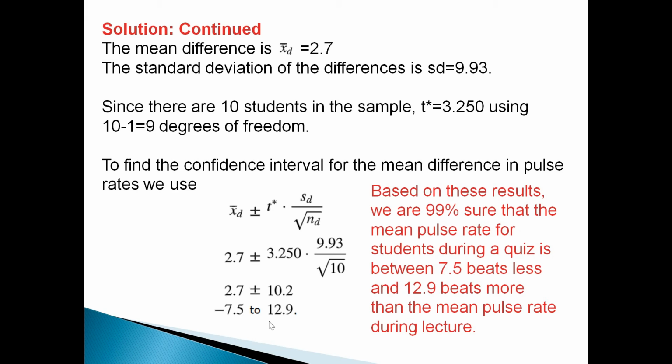during a lecture. Now, since I have values that are between negative and positive, then what I can interpret out of this is that each student is different. Some students will have more or higher pulse rate during a quiz, some will not.